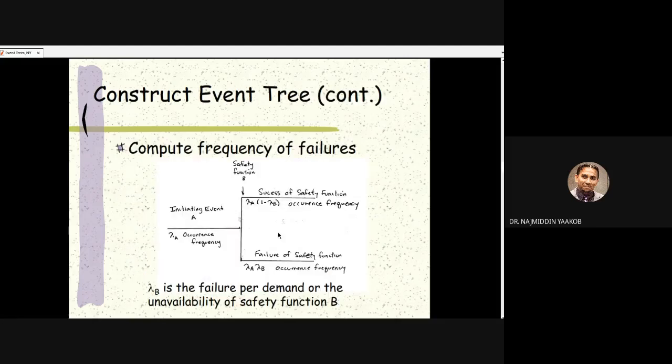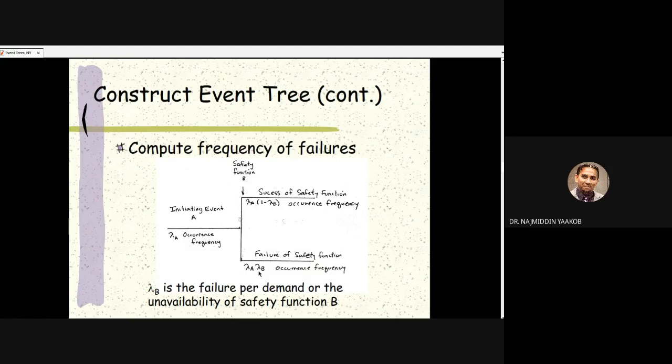Okay, you have an initiating event over here. When you have an initiating event, this is the value, the likelihood, possibility or occurrence frequency for this initiating event to happen. So you have a value here, lambda A, right? And we have a safety function. For example, after this initiating event happens, we have several safety functions. So this lambda B is the failure of this safety function.